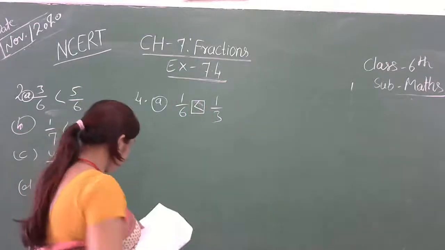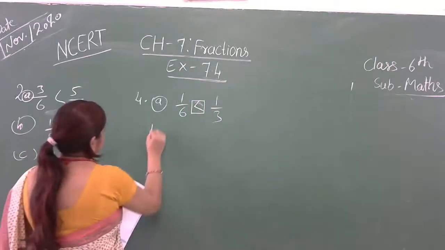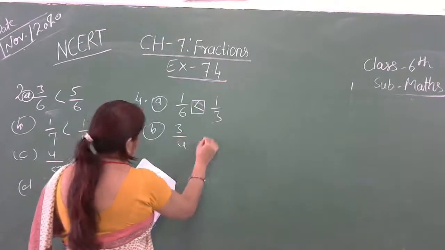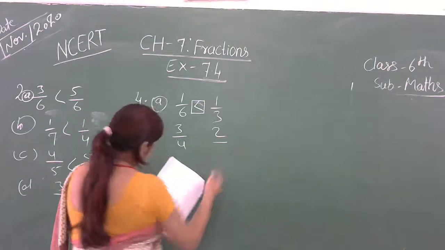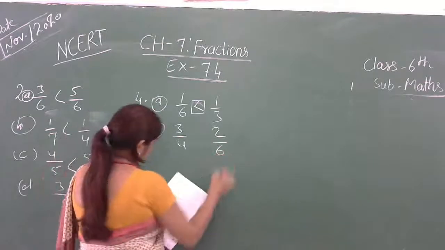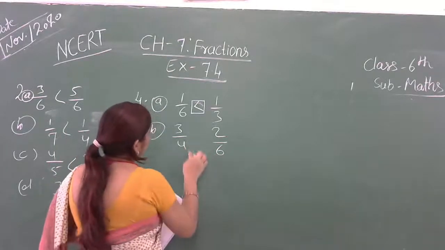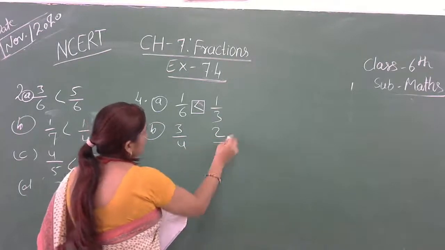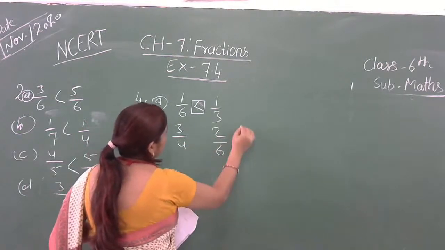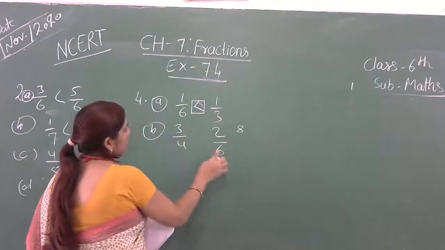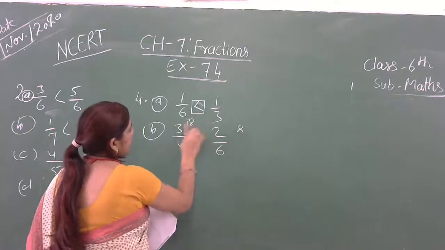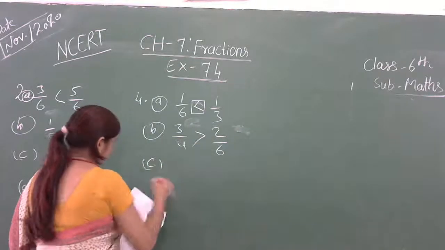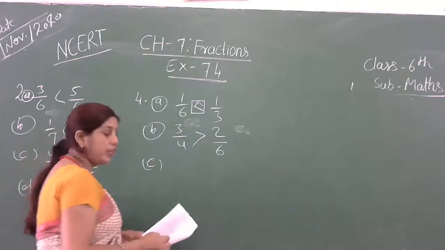Now part B, 3 upon 4 and 2 upon 6. Okay, so 3 upon 4. If you multiply 2 into 4, you will get 4 2s are 8 and here 3 into 6, 18. So this one is greater. Now see, I go through the figure.